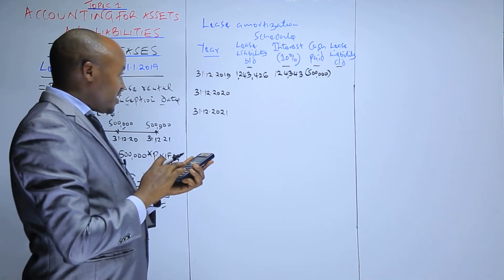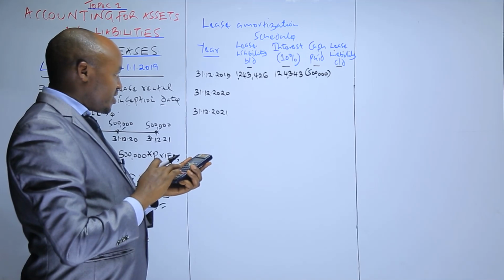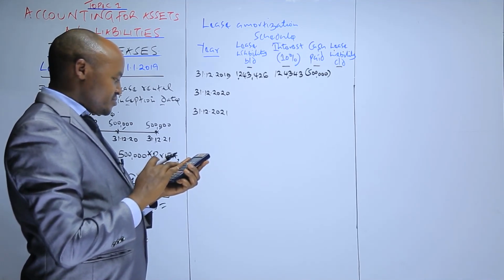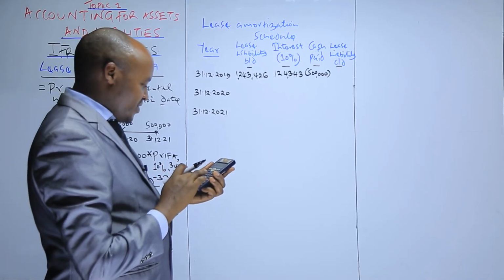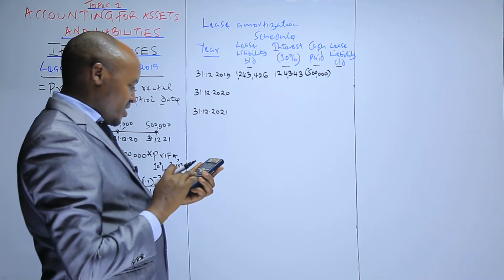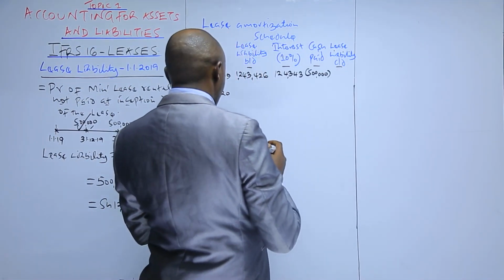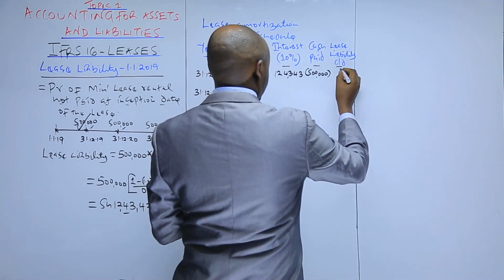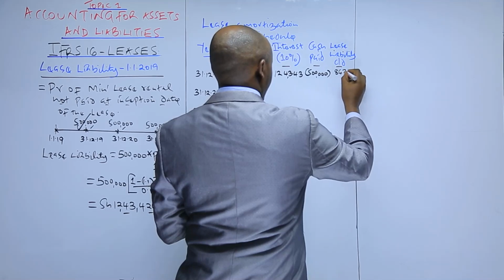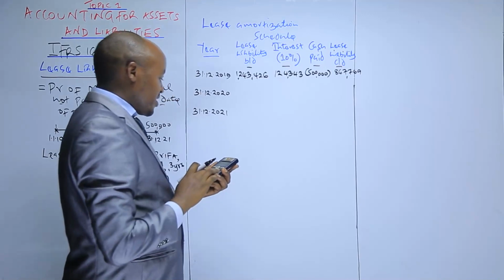So we take 1,243,426 plus 124,343, and then we less 500,000. We less 500,000, and that will give us now a lease liability of what? Will give us a lease liability here of 867,769. So we can confirm whether that is correct.